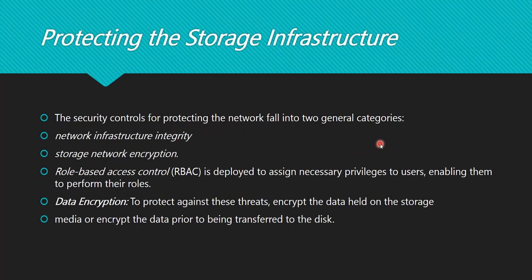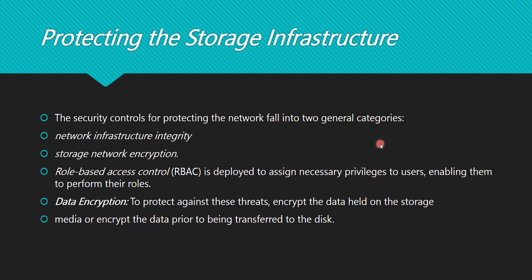Next, we need to protect the storage environment. Firstly, we need to take care of the network infrastructure integrity. And the second one is storage network encryption. Network infrastructure integrity means that we only allow authorized users to access a particular fabric switch function. This means we can prevent a host from being added into the SAN fabric without any authorization. Secondly, in case of storage network encryption, we can use IPsec or FCSP protocols in order to ensure the security.